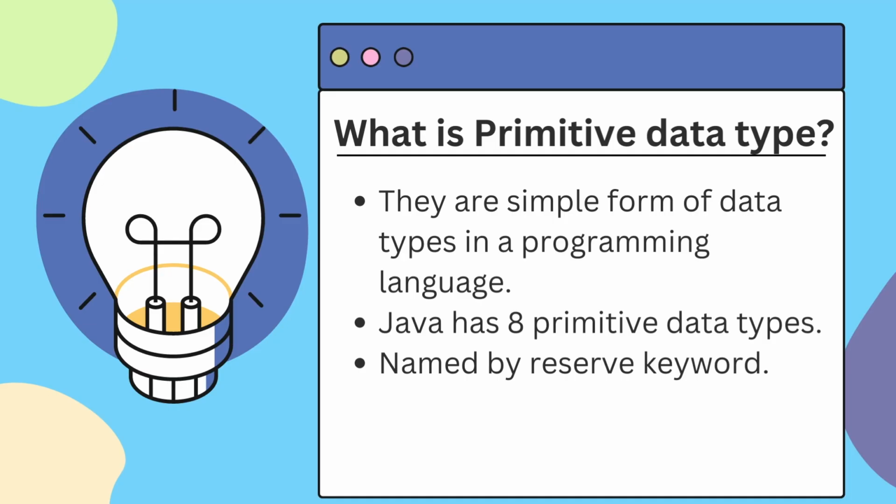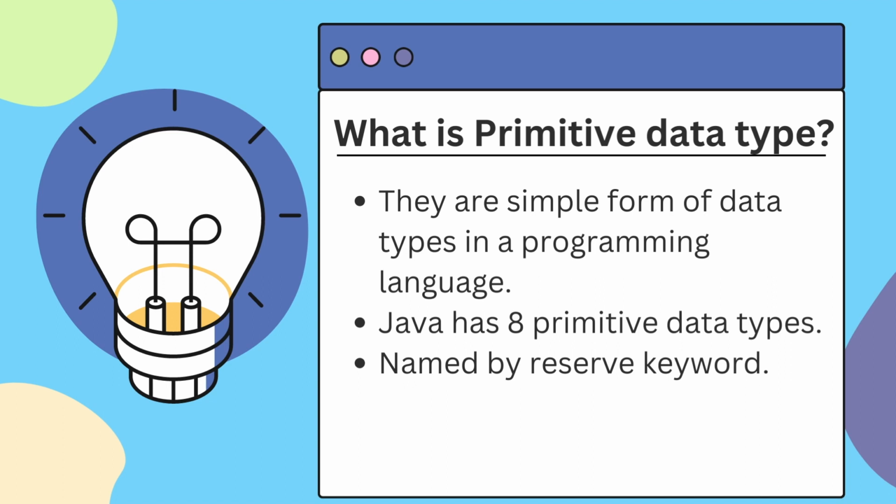In our last video, we understood what the various data types are and saw them in a tree diagram, right? So now let us understand what a primitive data type is. Primitive data types are the simple form of data types in programming, which are predefined by the programming language, right? Java has 8 primitive data types. And the final thing we need to know about the primitive data types is that they are reserved keywords, right?